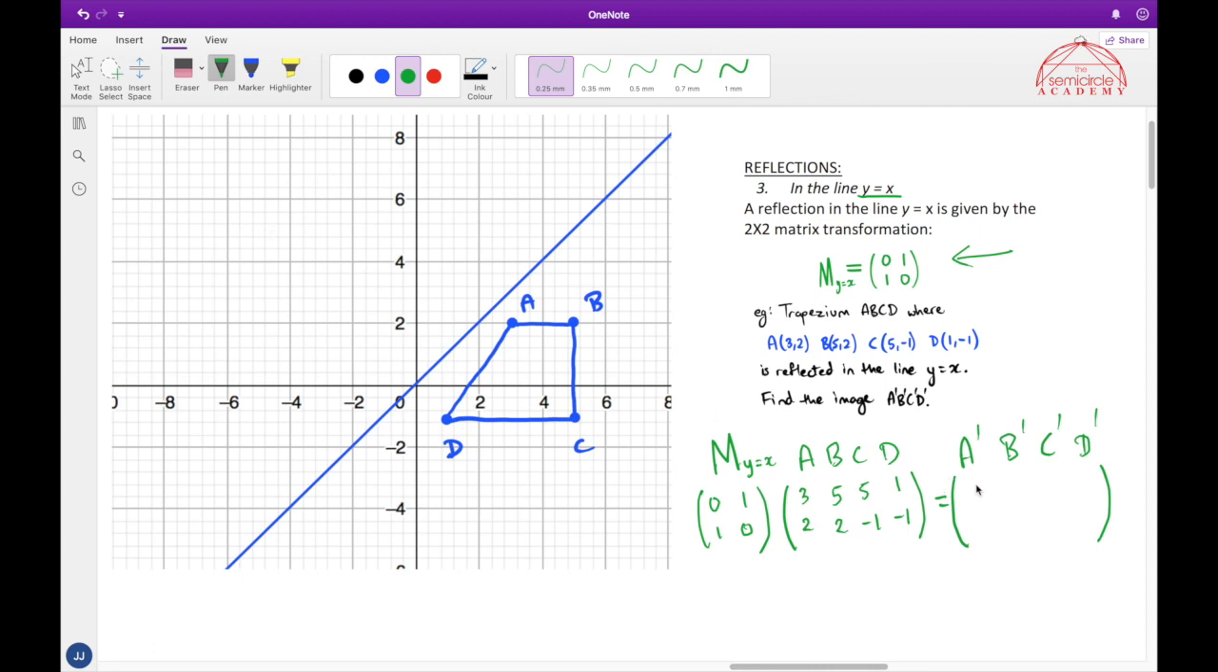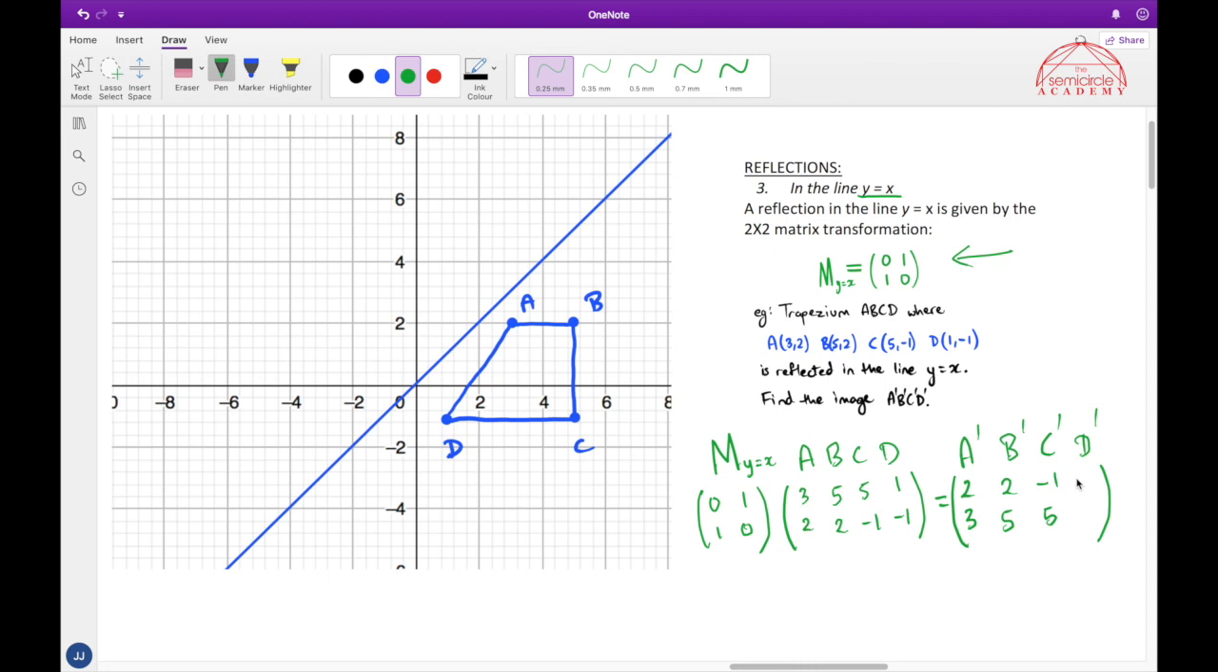Right, so hopefully you got through. A prime we got to be 2, 3. B prime we got to be 2, 5. For C prime we got negative 1, 5.